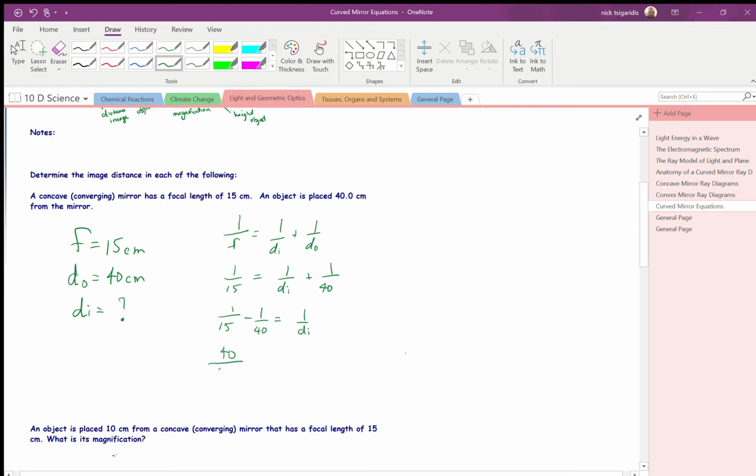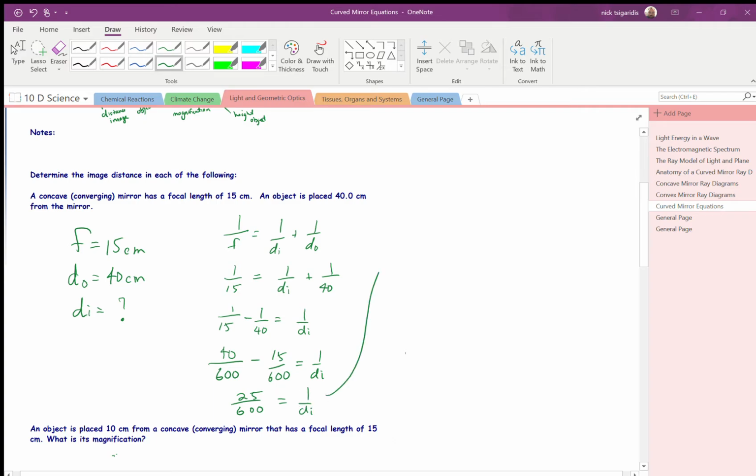Let me get the pen working again. There we go, 600. Minus 15 over 600, which is equal to 1 over di. Now I can do 40 minus 15, that's 25 over 600. But you'll notice that that is equal to 1 over di. I don't want 1 over di, I just want di.